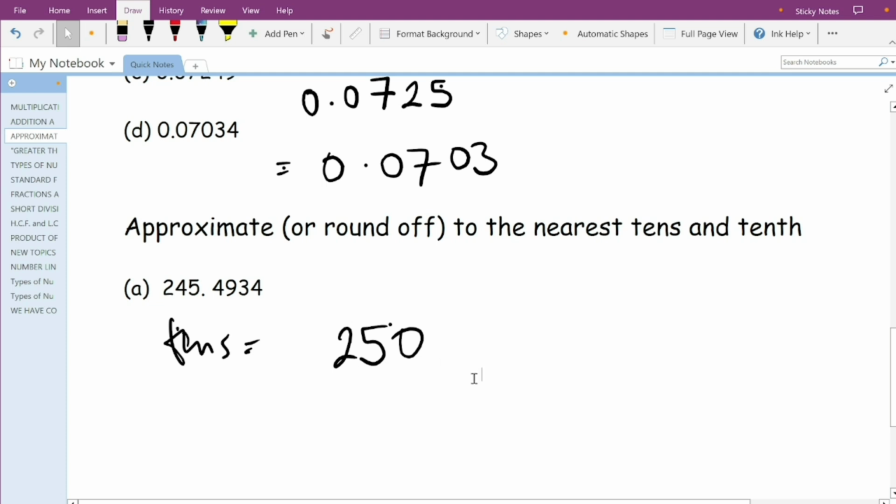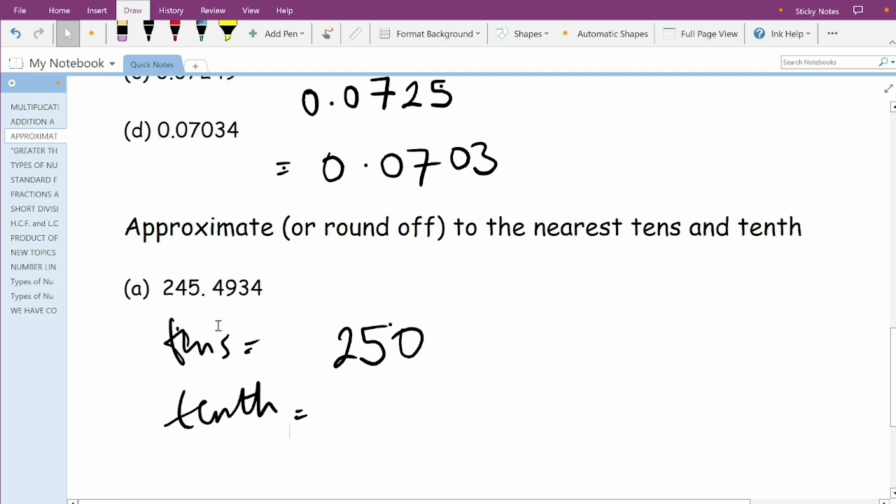Now the second question says to the nearest tenth. Rounding off 245.4934 to the nearest tenth, which is this. After the unit, you have tenth on our place value. You know, this is tenth, hundredth, thousandth, ten-thousandth. There's a th behind them. So this is the nearest tenth.